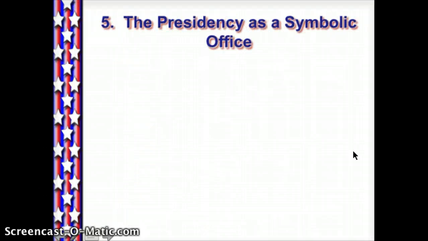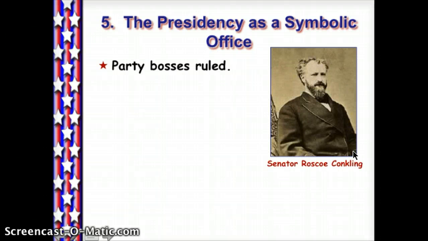As far as the presidency, it was mostly seen as a symbolic office. We know that there are many weak executives that take the West Wing of the White House during this period. We know also, though, that party bosses did rule both in the Republican and in the Democratic parties. One of the most infamous or famous is Senator Roscoe Conkling, who maintained intense party loyalty, but with a heavy hand in patronage. And we'll talk about that when we get into civil service.